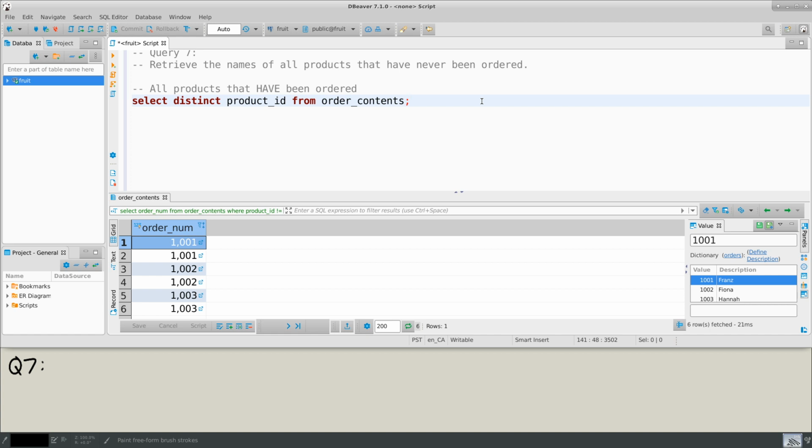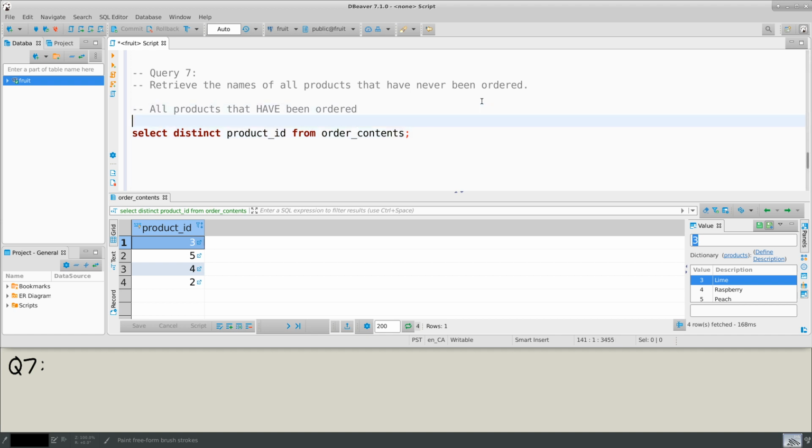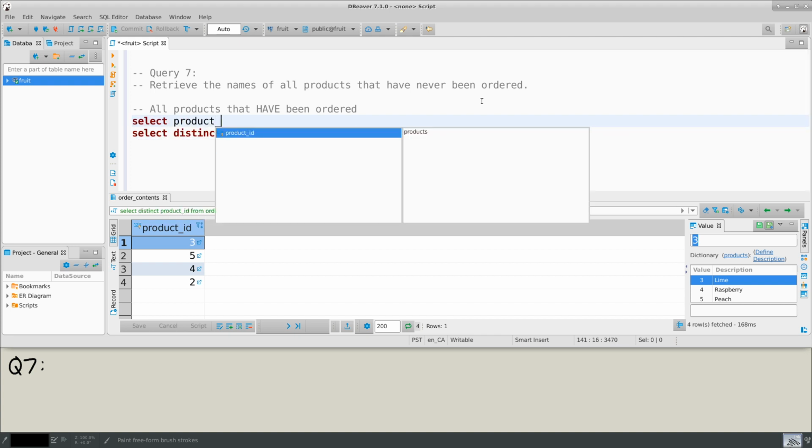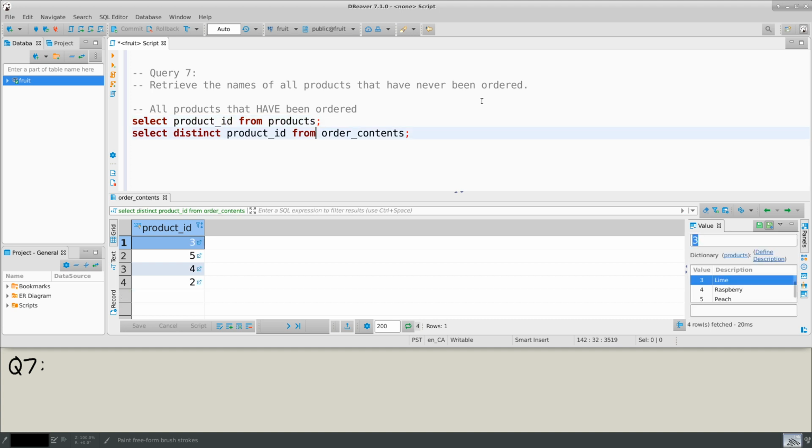So be careful if you see the negation anywhere in the question. If it says all things that don't have this property, it's not as easy as searching for cases where the property doesn't hold, because it might hold somewhere else. So here is a list of all products that have been ordered. So the question is, how do I know what products haven't been ordered? What I could do is I could take my list of all possible products, that is to say the products table. So here's select product ID from products. Okay, there's my list of all possible products. And here's my list of products that have ever been ordered.